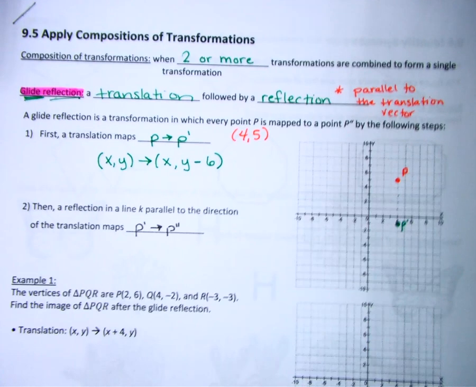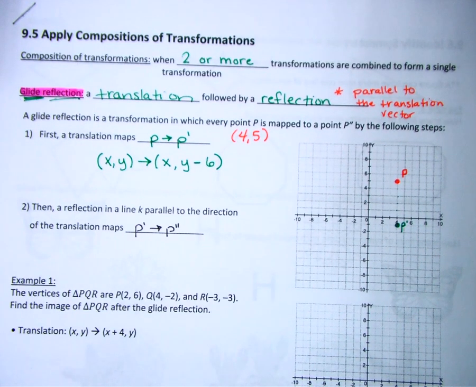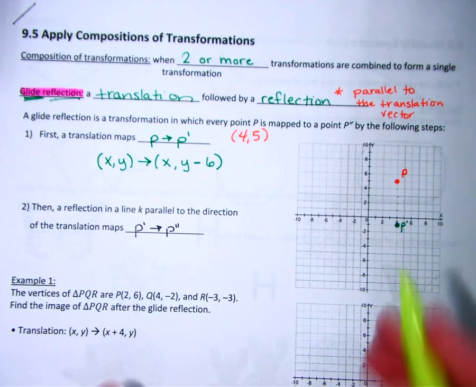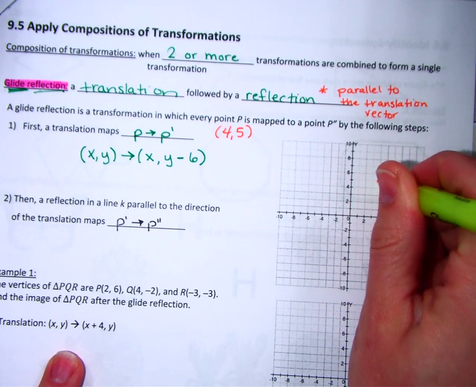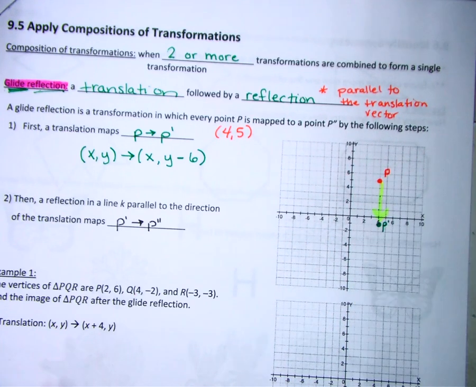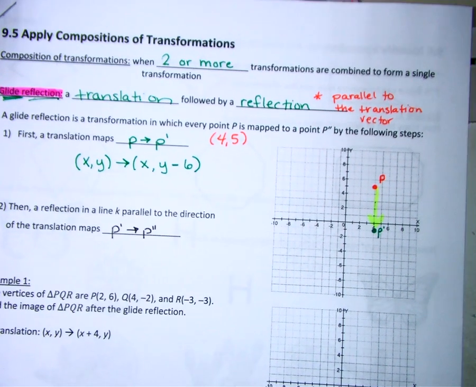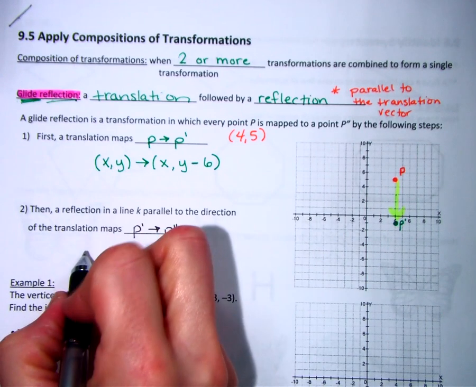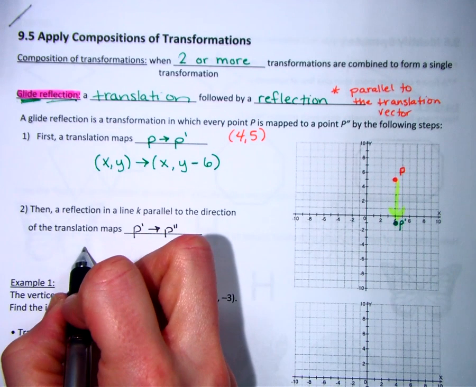Now, I said that the line that we're going to reflect over has to be parallel to the translation vector. So the vector that we have is that line there. So whatever line we reflect over has to be parallel to that line in order for you to call it this special glide reflection. You could do any sort of reflection, it just wouldn't necessarily be a glide reflection. Okay, so this one is a glide reflection because we are going to reflect over the y-axis.